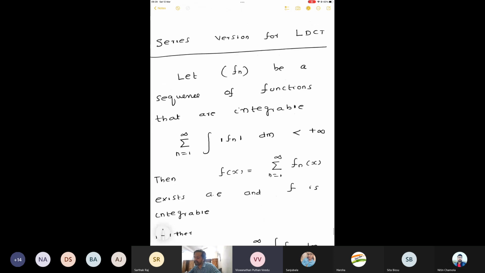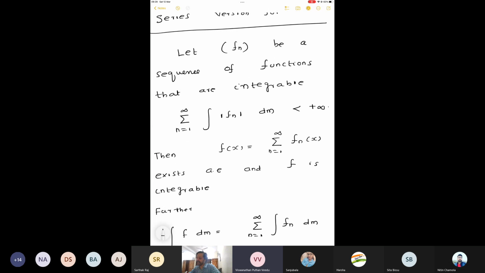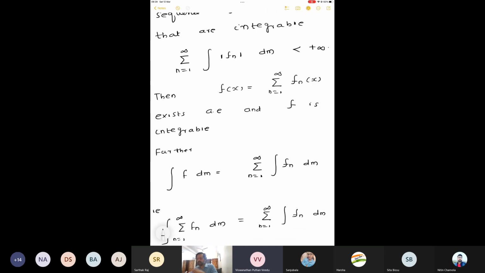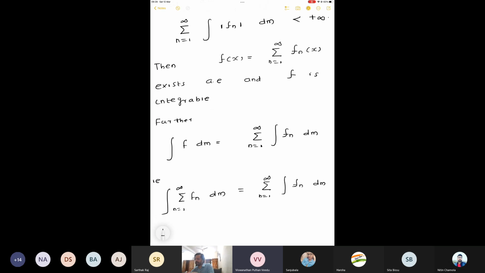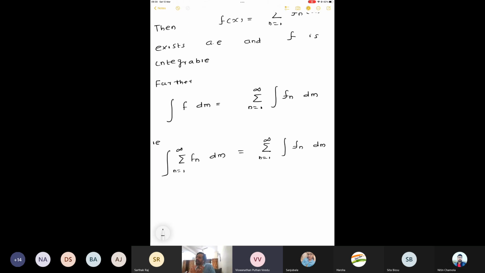That is the series version of the Lebesgue dominated convergence theorem. And please keep in mind the assumptions: the series of integrals is convergent. Then the original series will converge almost everywhere, so that you can talk about the integral of the limit function, and the integral of the limit function will be equal to the sum of the integrals. Integral and summation can be exchanged. The integral of sum is equal to sum of the integral. Okay. I don't prove this theorem.